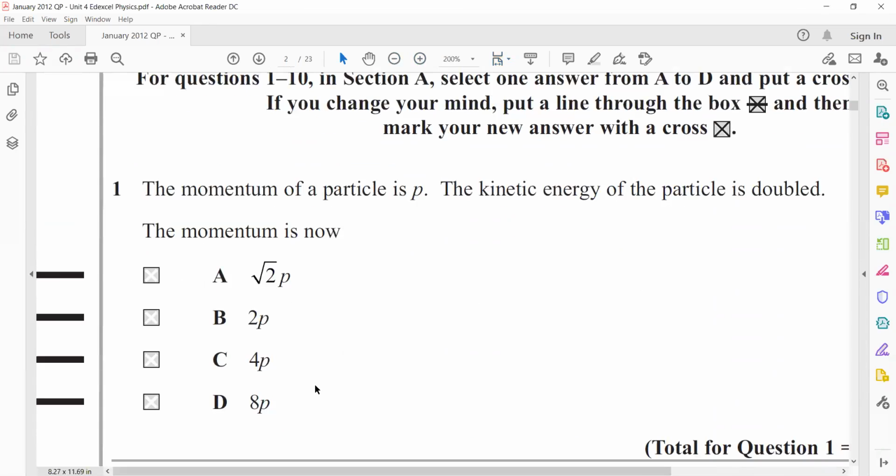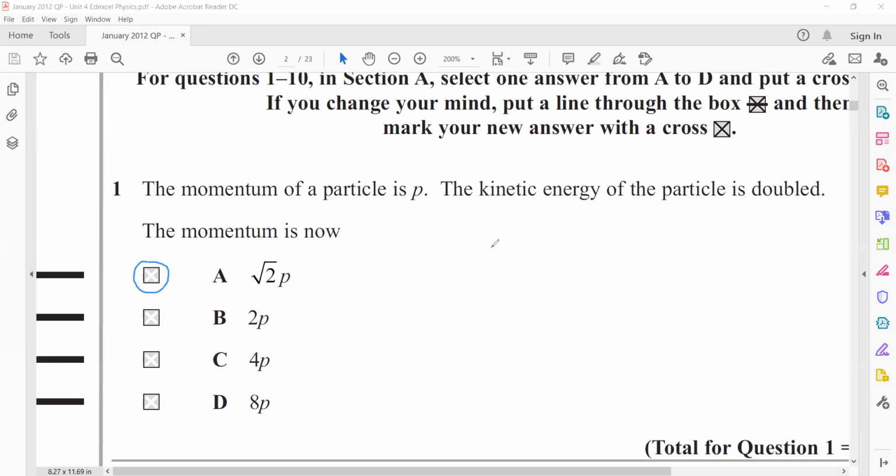What could be the answer? The momentum of the particle is P. The kinetic energy of the particle is doubled. The momentum is now... Question number 1. What could be the answer? Sir, A? A is the right answer.